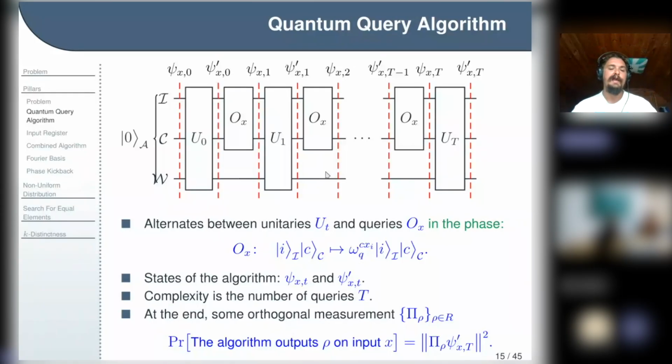At the end, some orthogonal measurement is performed. Without loss of generality, I can assume that it is given by projections P_rho, where rho ranges over the set of responses. So I can assume that the measurement is given by the outcomes, and the probability that the algorithm outputs rho on input x is given by the norm squared of the corresponding projection.